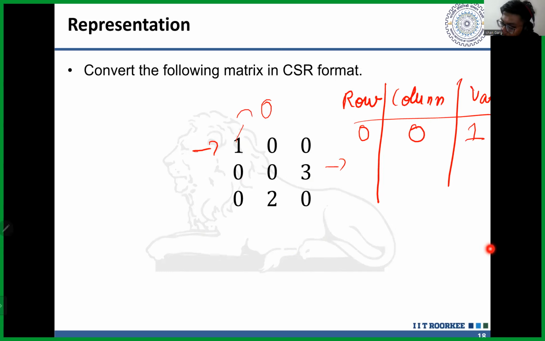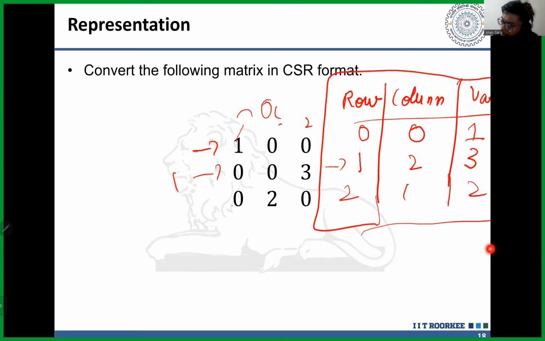Now we go to the next row. This is the first row. Above the first row, there is only one non-zero element, so we define it as 1. The column for this is 2 and the value is 3. Similarly, for this one, the rows above contain two non-zero elements, so it will be 2. The column will be 1, and the value will be 2. Hence, we have now converted this into the compressed sparse row representation. Later, we will also have a look at the code, where we will show that our result is accurate by confirming it.